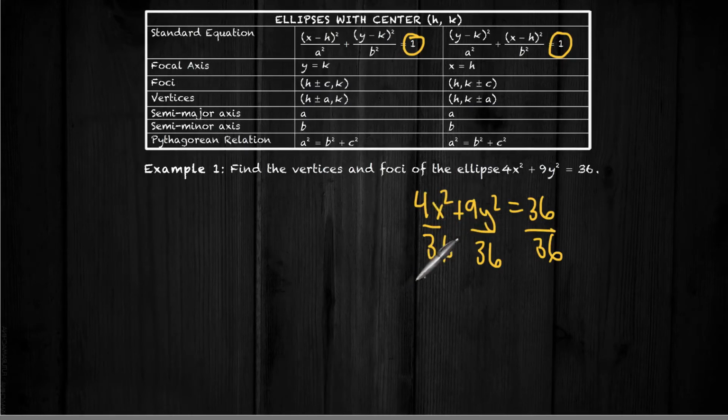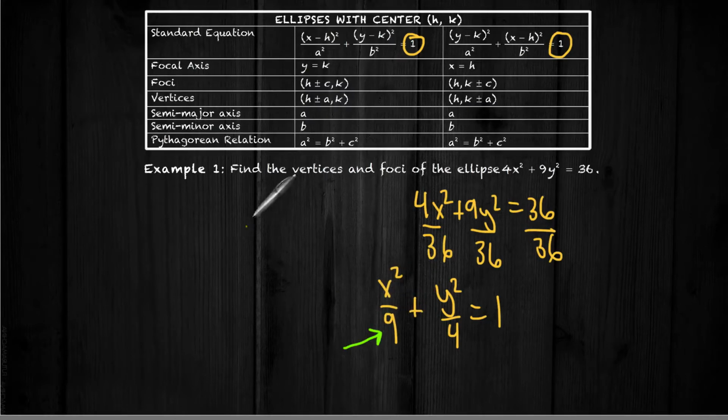So 4 over 36 goes in there 1 out of 9 times. So x squared over 9. And then 9 over 36 reduces to 1/4. And then 36 over 36 is 1. So we can identify that the bigger number is underneath the letter x. So that means this is going to be a wider ellipse, and so let's just see if we can sketch this out.